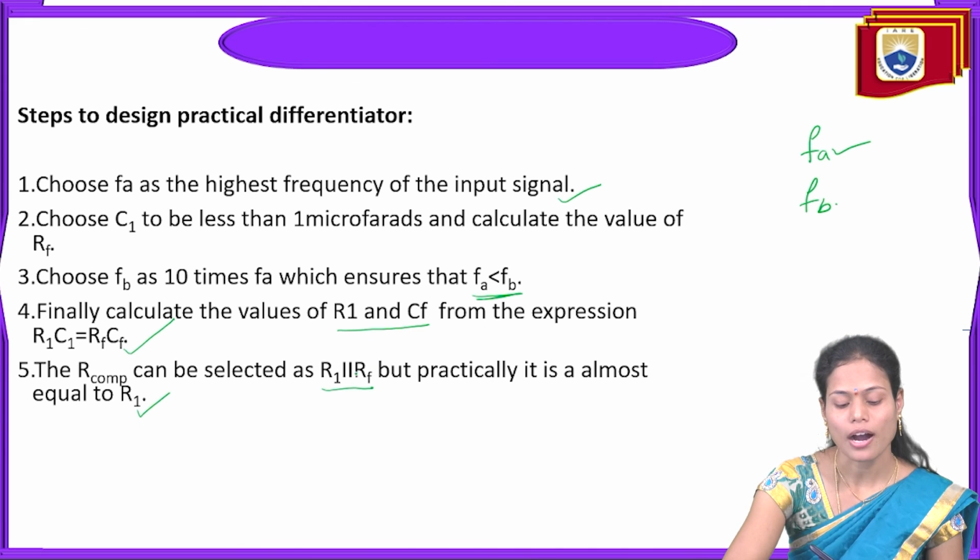Why? Because R1 resistance is very less compared to the RF resistance. So that's why we are making it as R1. Why? Because these two are in the parallel combination. Whenever two resistances are in the parallel combination, we will always get the smaller value as the result.